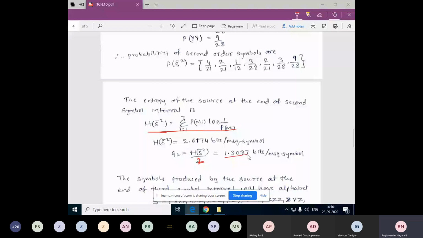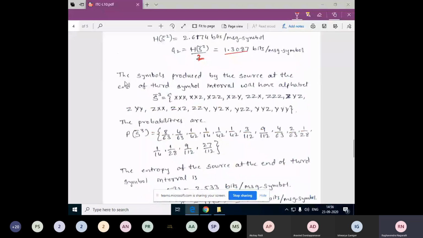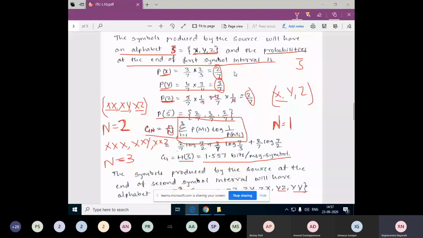Okay. So similarly for the third state or third order probabilities and third order symbols. Symbols produced by the source at the end of third symbol interval will have these probabilities. So it is a third extension, S bar raised to 3. This raised to 3 represents that it is a third extension of the adjoint source. Adjoint source is here, XYZ. And this is the third extension.